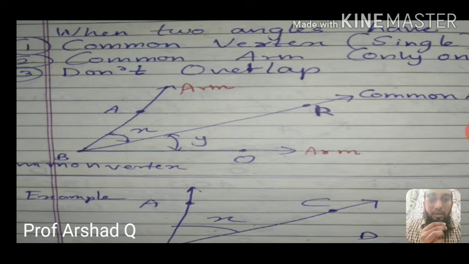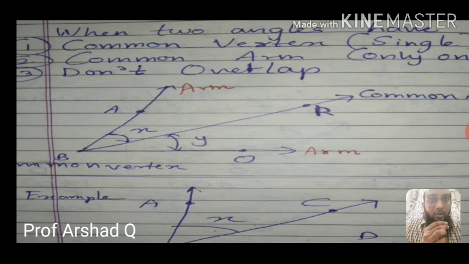Angle x and angle y are two parts of a single angle, that is angle ABO is divided into two parts, that is angle ABK and angle KBO. So these are the two parts of a single angle.